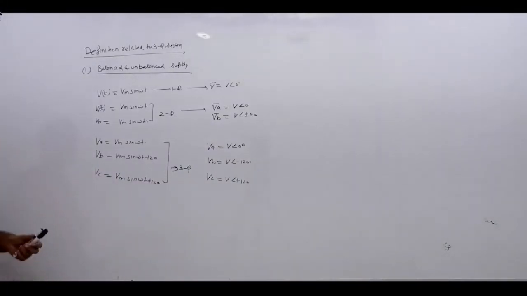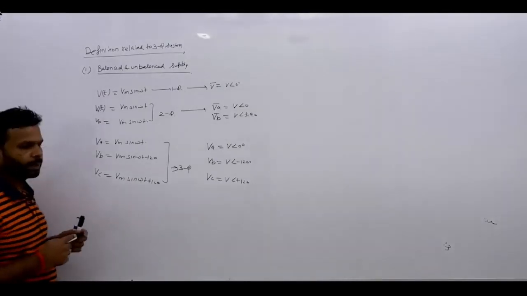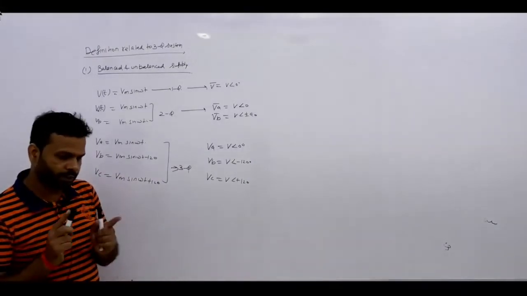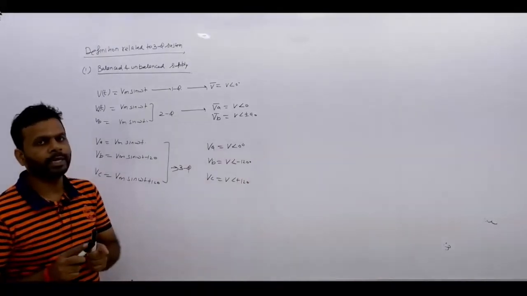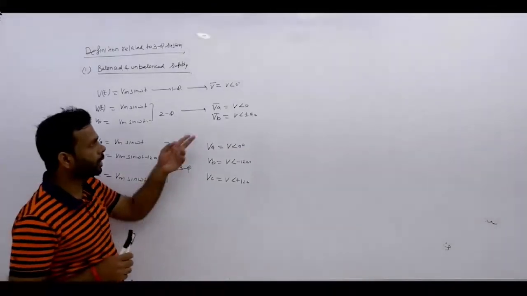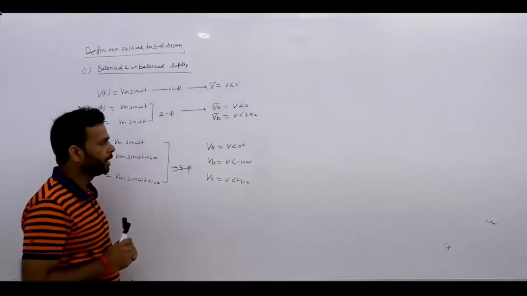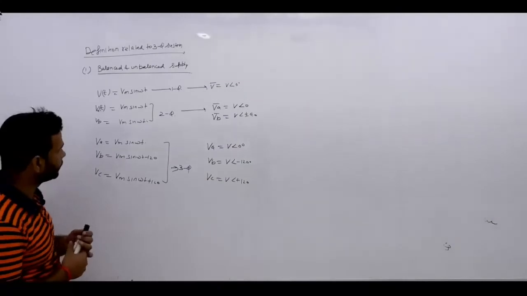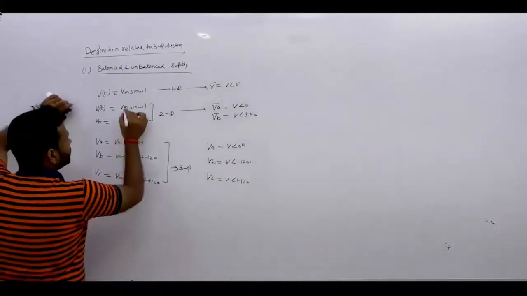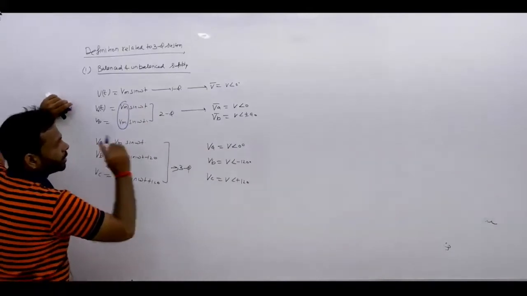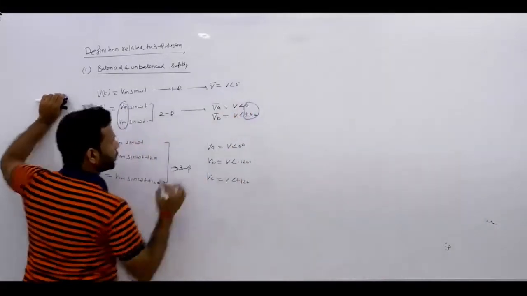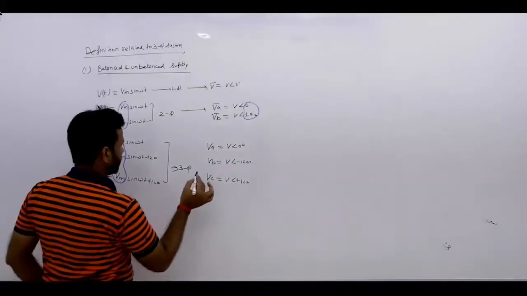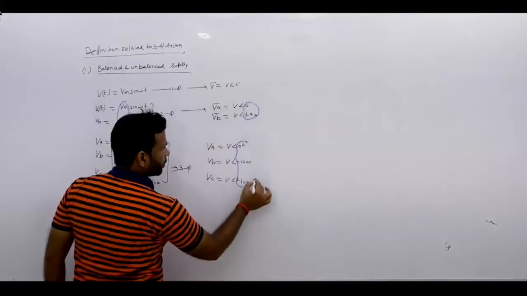Now what is the definition of a balanced supply? A supply is said to be balanced if its phases have equal magnitude and they are displaced by 90 degrees in a two-phase system and by 120 degrees in a three-phase system. Let's apply this definition. For the two-phase system, the magnitude and angle are 90. For the three-phase system, let's see the magnitude and angle.